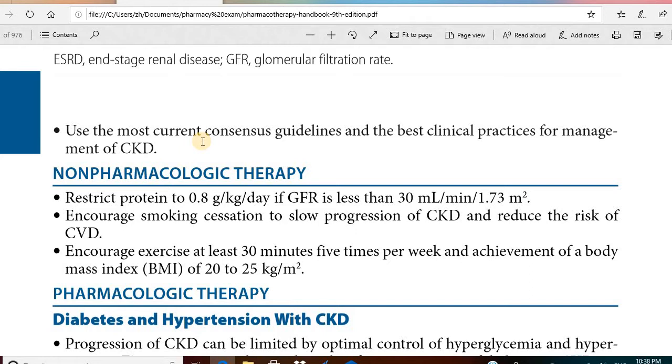So you have to take some lab tests, and you have to identify the symptoms, the uremic symptoms and the normal symptoms, and then you can go to the pharmacological therapy. So here we are.